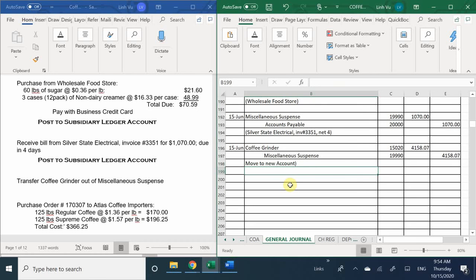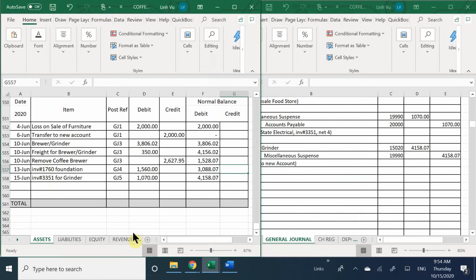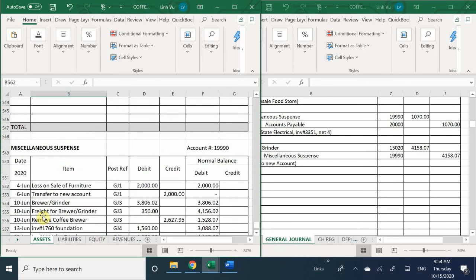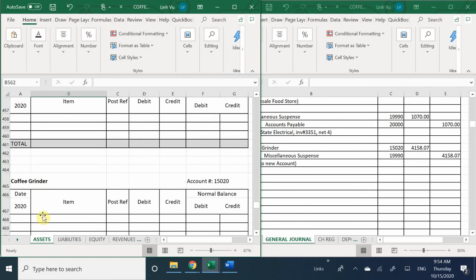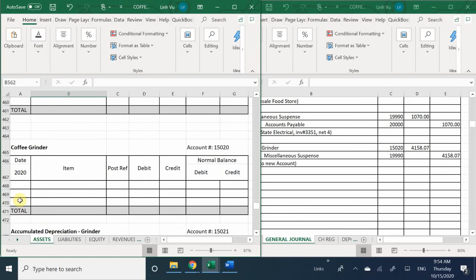What is next? Ledger. Now we're physically going to actually transfer my entire amount out of the miscellaneous expense. But in this case, let's just go look at the journal. So which account are we going to go first? The coffee grinder. Let's do that first so that we don't lose track of what we're doing.